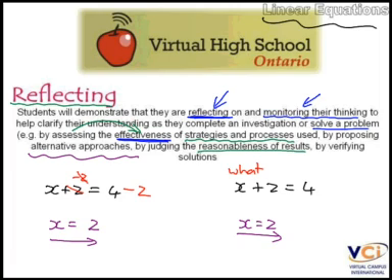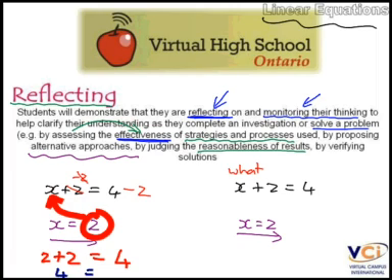And then judging the reasonableness of results by verifying solutions. What does that mean? Well, in a nutshell, take that answer and substitute it back and see if you actually get 4 on both sides. Because if you do substitute the x with 2, you'll get 2 plus 2 on the left hand side, and the right hand side originally was 4, so you'll get 4 is equal to 4. That is verifying the solution, making sure that the solution is not just guesswork, but is pretty accurate because it was tested. Very, very important.